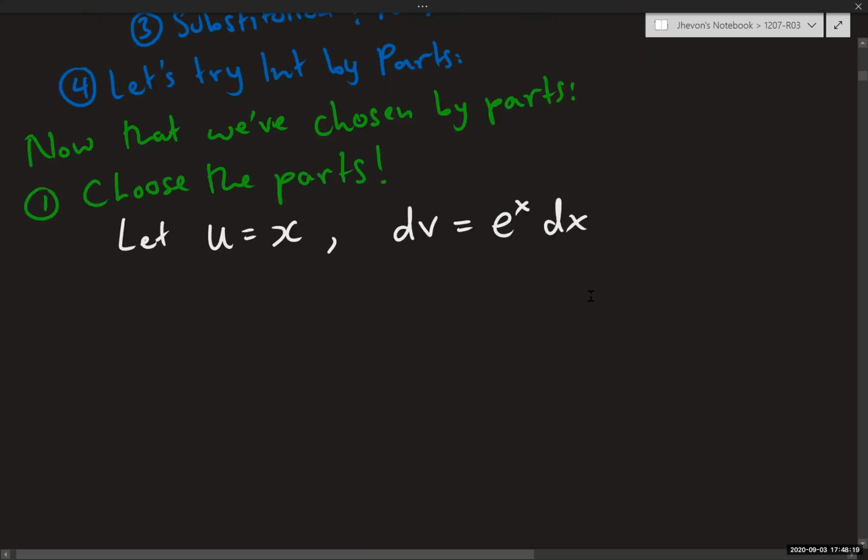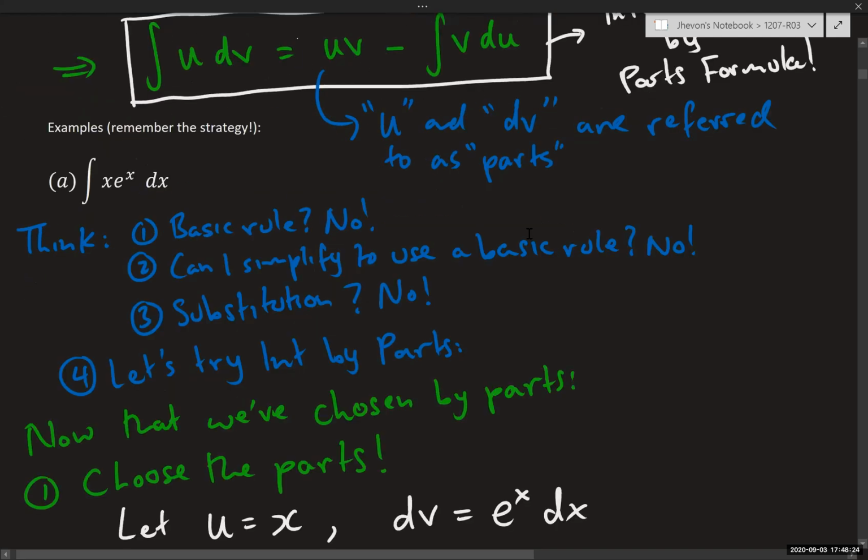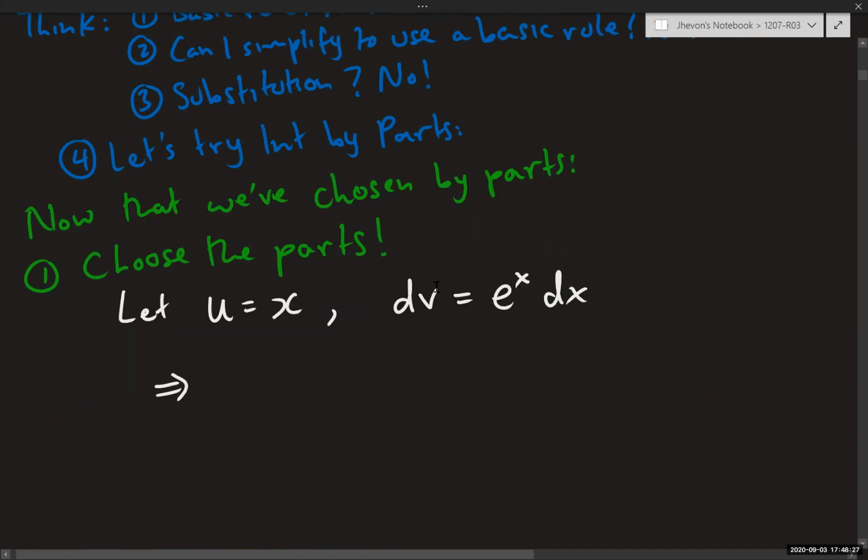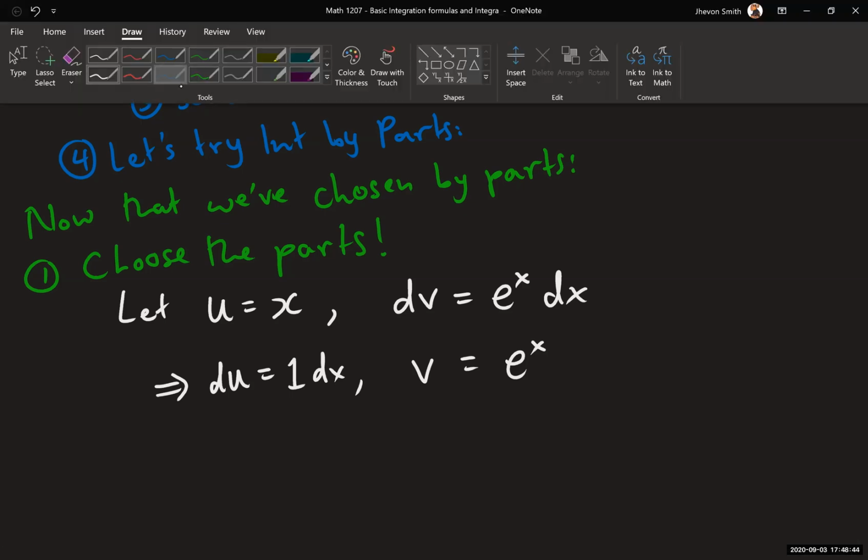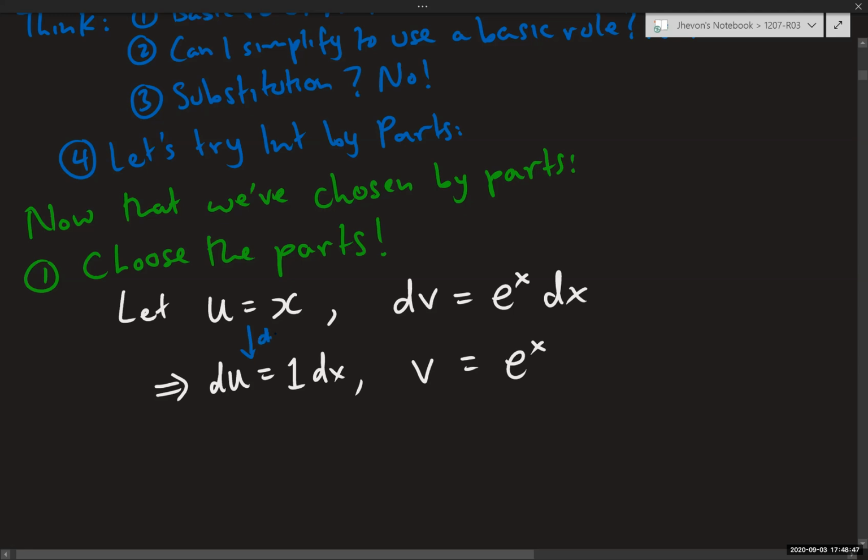Now what I'm going to do is, of course, find the other parts, because eventually I'm going to need to plug it into this formula. So I'm going to find the du, which is just me differentiating the x. And I'm going to integrate to find the v, which is just e to the x. So in this part right here, I differentiate. And in this part right here, I integrate.